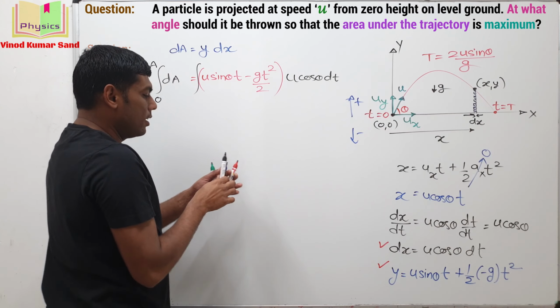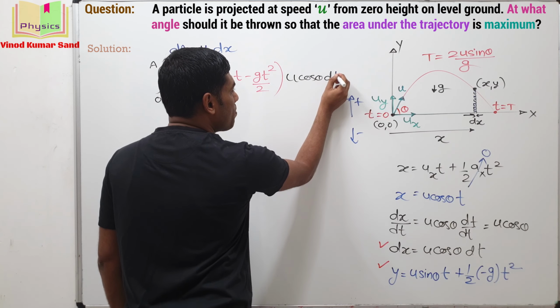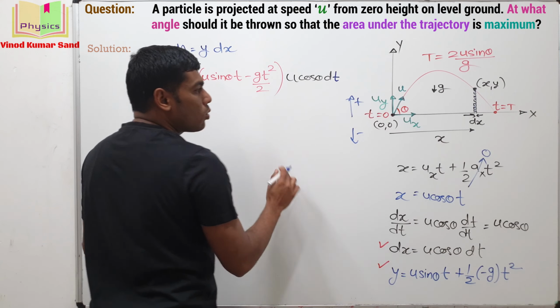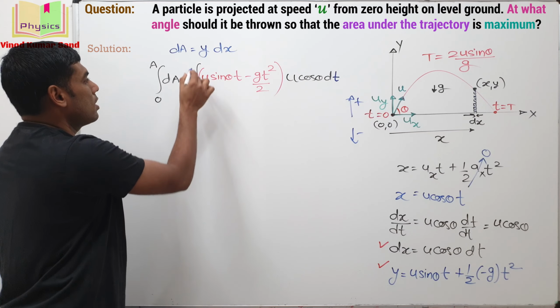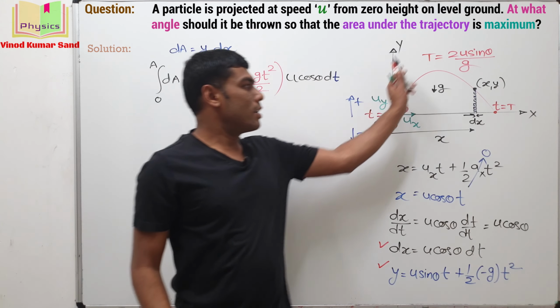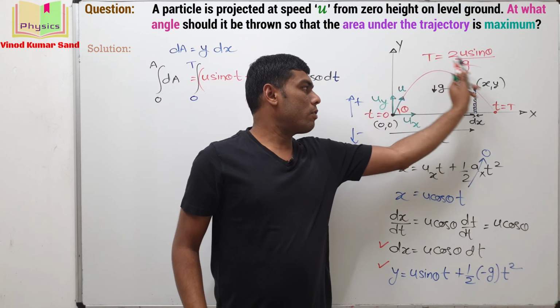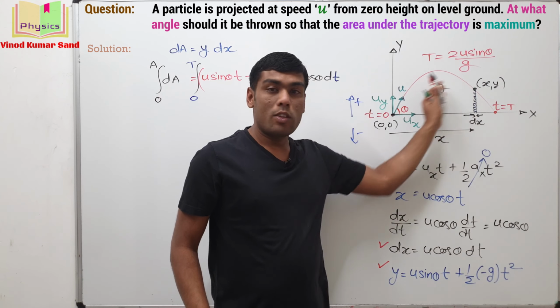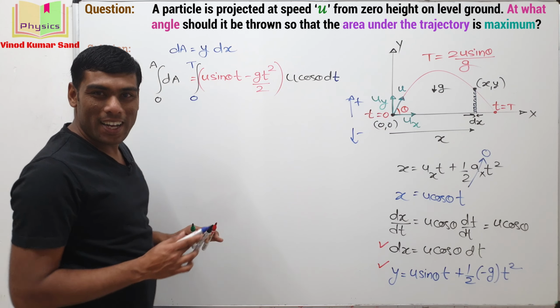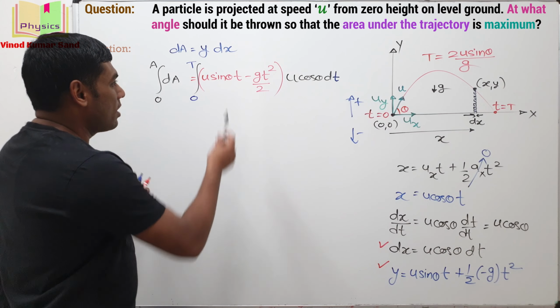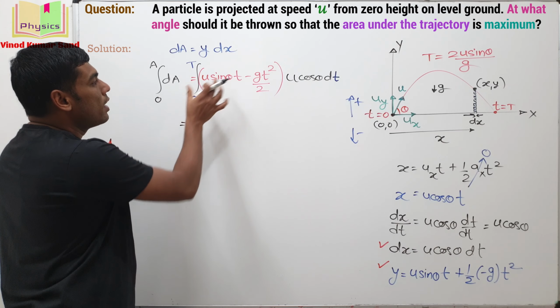And here we are integrating with respect to time t. So the limit of time varies from 0 to capital T. Here is 0, here is capital T. Got it? If we take the limit of time from 0 to capital T, this total area under the curve is taken into account. Let's proceed further for the integration.